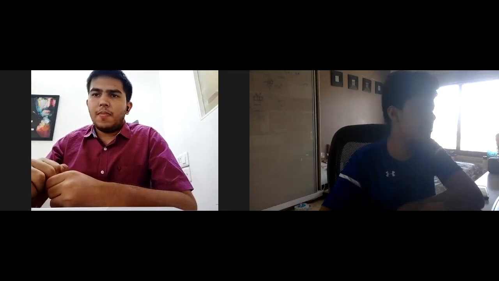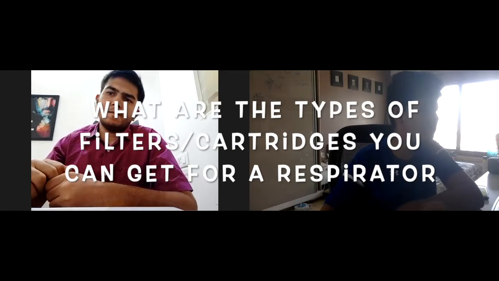Speaking of filters and cartridges, what are the primary types of filters and cartridges that you put in a respirator? And this is not the disposable type ones with the straps.